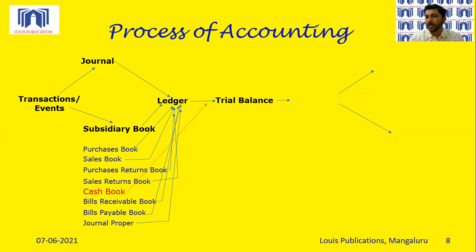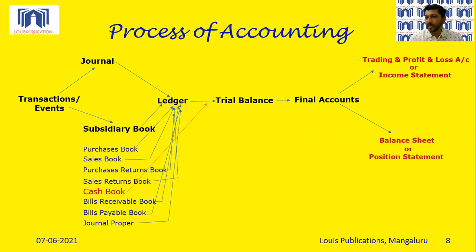And from the trial balance, along with adjustments, we prepare what is called final accounts. In final accounts, there are 2 parts. One is trading and profit and loss account, and the second part is known as balance sheet, or we also call that position statement. So trading and profit and loss account is also called income statement, and balance sheet is also known as position statement. So this is the process of accounting that we need to understand.